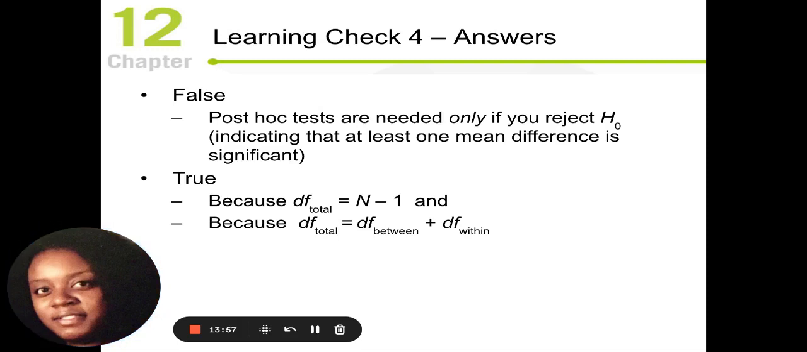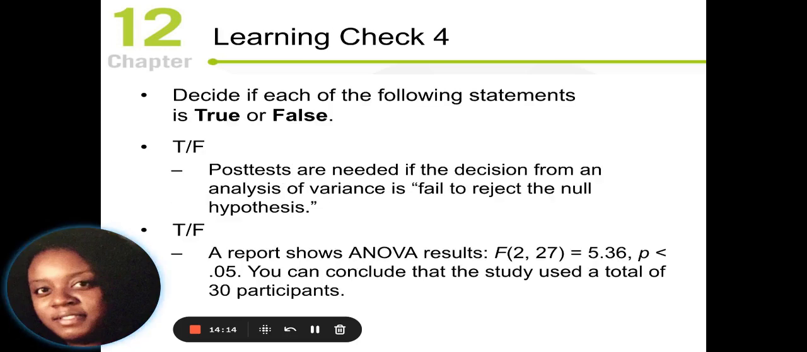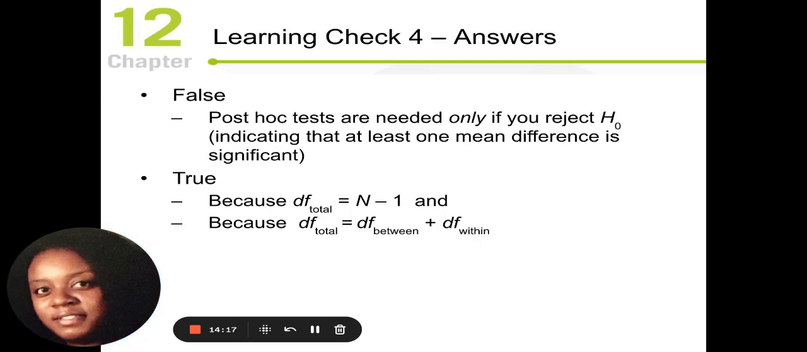A post hoc test will be used only if you reject the null hypothesis. That means that one of those differences is significant. And it's true that if you have the degrees of freedom that were the ones indicated, then it would tell us that there were 30 participants who participated in the study.